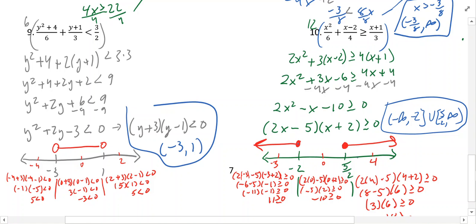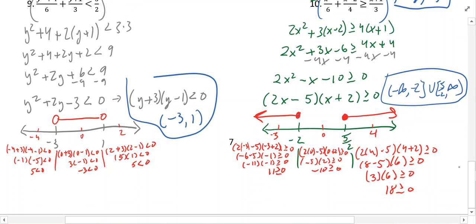And remember, you have to check every space in between the roots. So the roots were 5 over 2 and negative 2. So you picked a number to the left of negative 2. So I tried negative 3. In between negative 2 and 5 over 2, so 0. And a number to the right of 5 over 2. So I picked 4. So those were the 3 numbers that I chose. And so then the true statements were to the left of negative 2 and to the right of 5 over 2. So here's my interval, parentheses, negative infinity to negative 2 bracket, or bracket 5 over 2 to infinity.